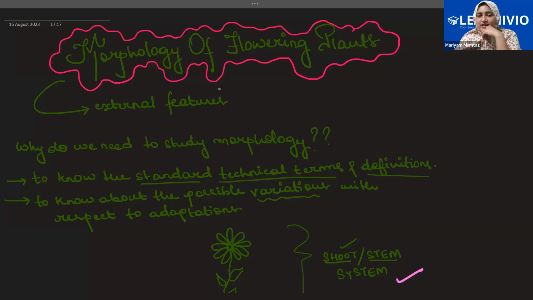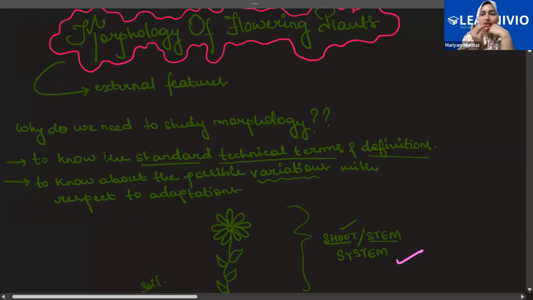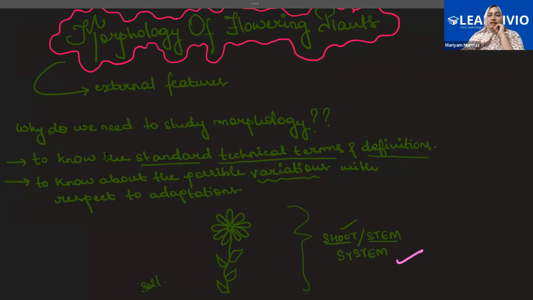Now the question arises: why do we need to study morphology? Like, okay, fine, something looks like that, something looks like that, but why are we studying it? We are studying it so as to know the technical terms related with the particular morphology or the plant. And apart from that, to also know about the adaptations that every plant has. All of the plants that exist have different kinds of adaptations depending upon where they live or what their habitat is, right? So by studying the morphology, we can know that also.